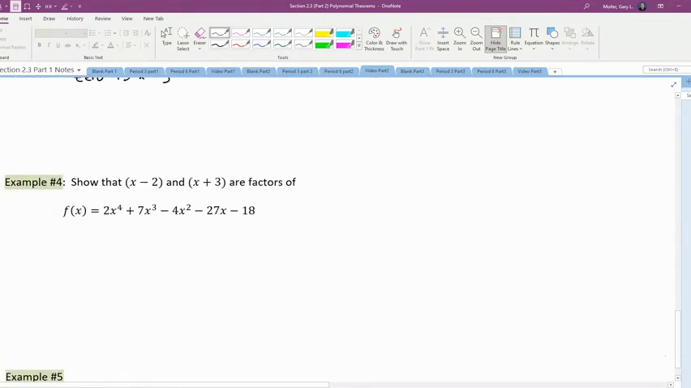Example 4. Show that x minus 2 and x plus 3 are factors of this. Okay. So I could do this one of two ways. I could use the remainder theorem the bad way, and I could say, hey, if I do f of 2 and it equals 0, then we know it's a factor. Okay. Not going to do that. What am I going to do? I'm going to use synthetic division. 2, 7, negative 4, negative 27, negative 18.